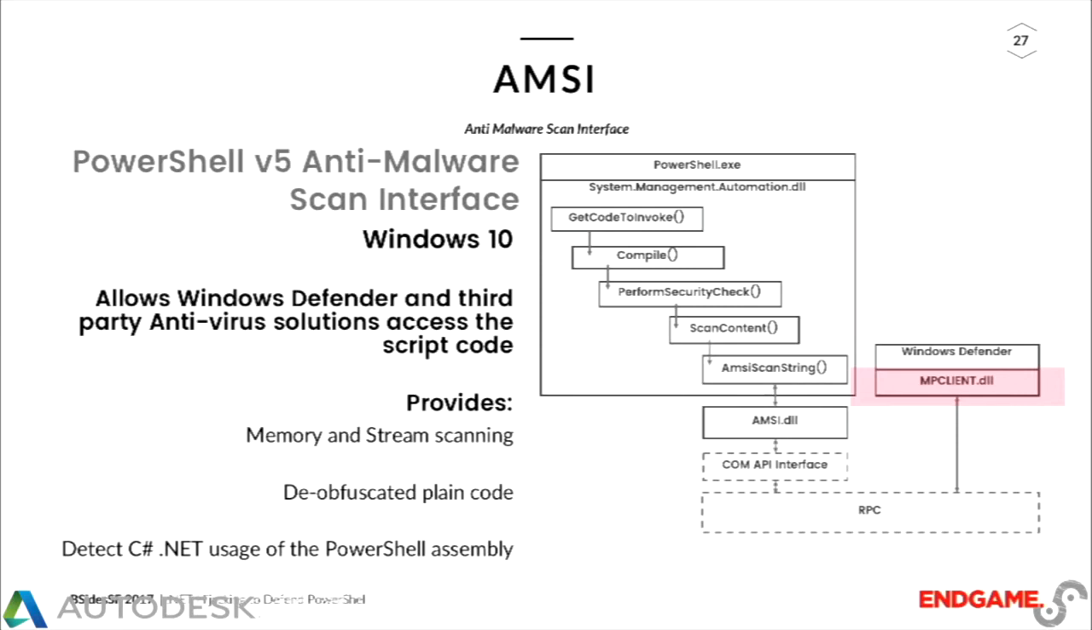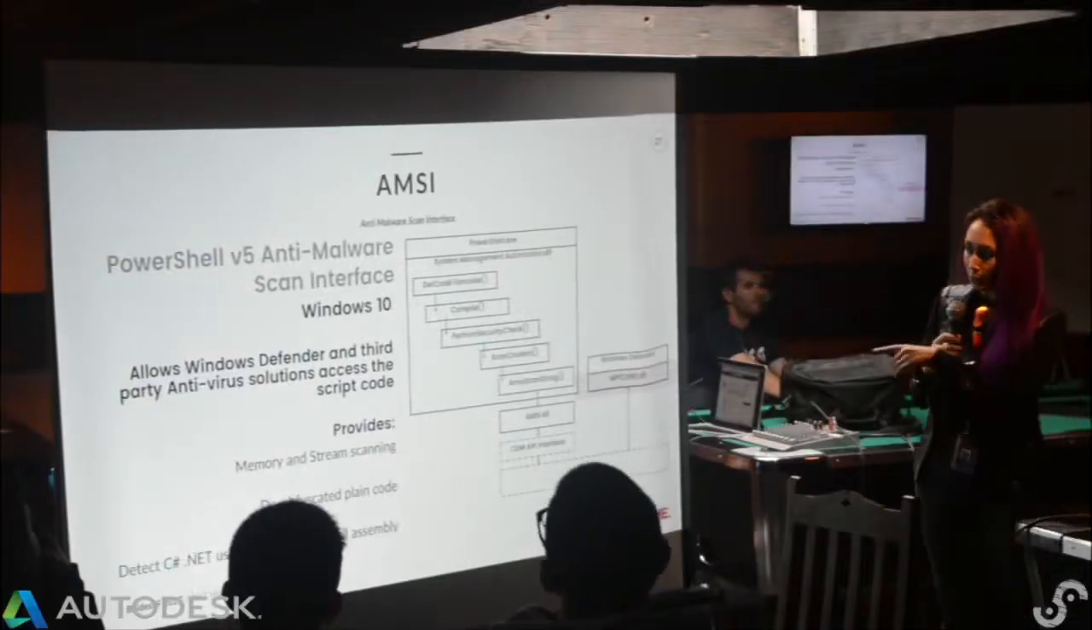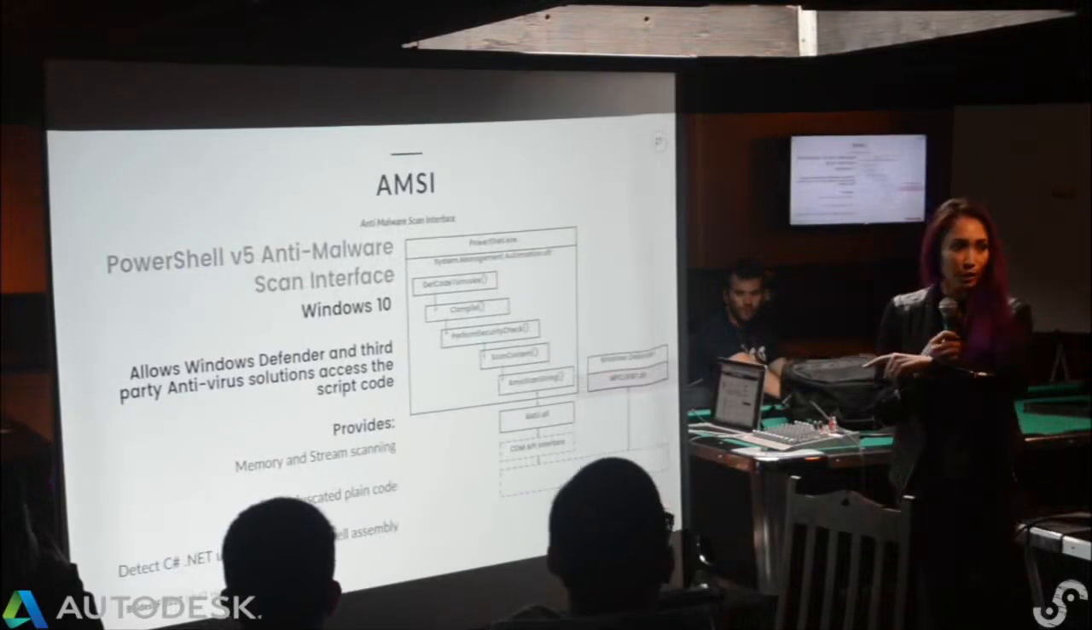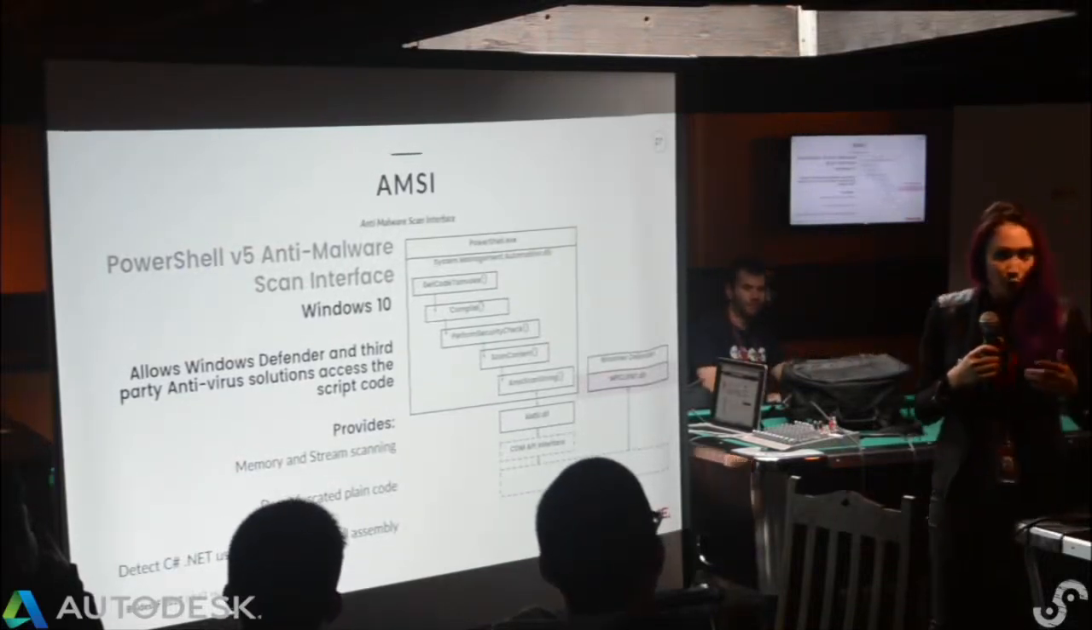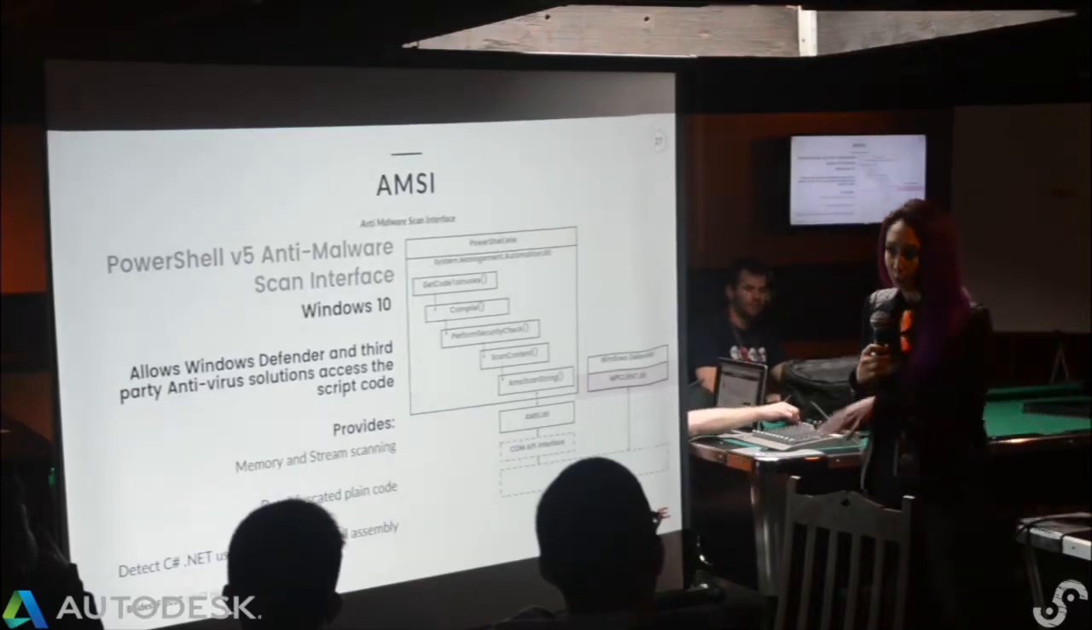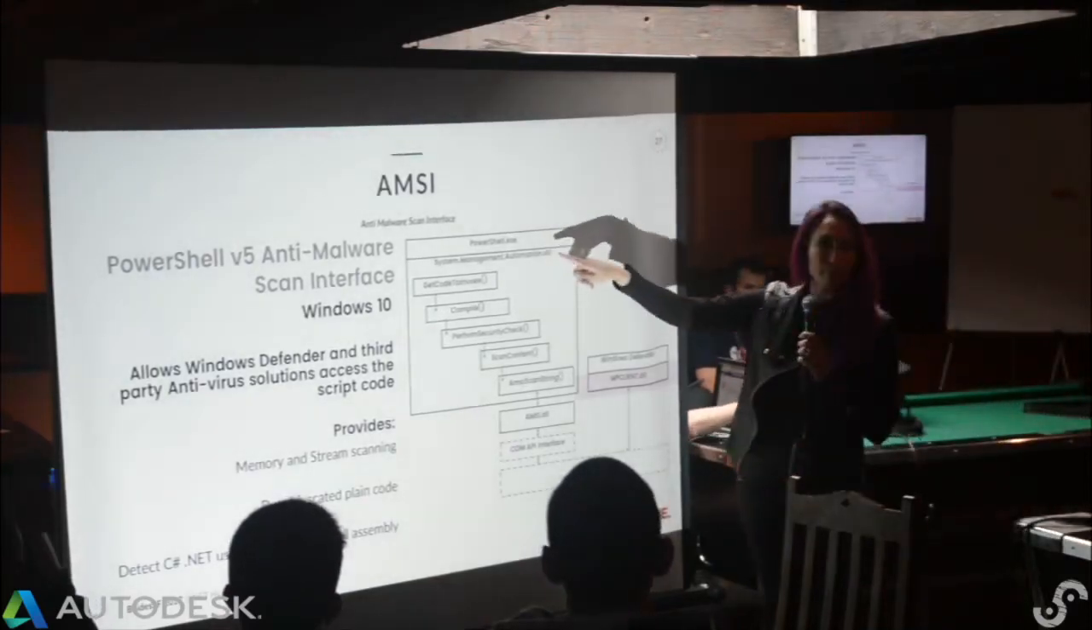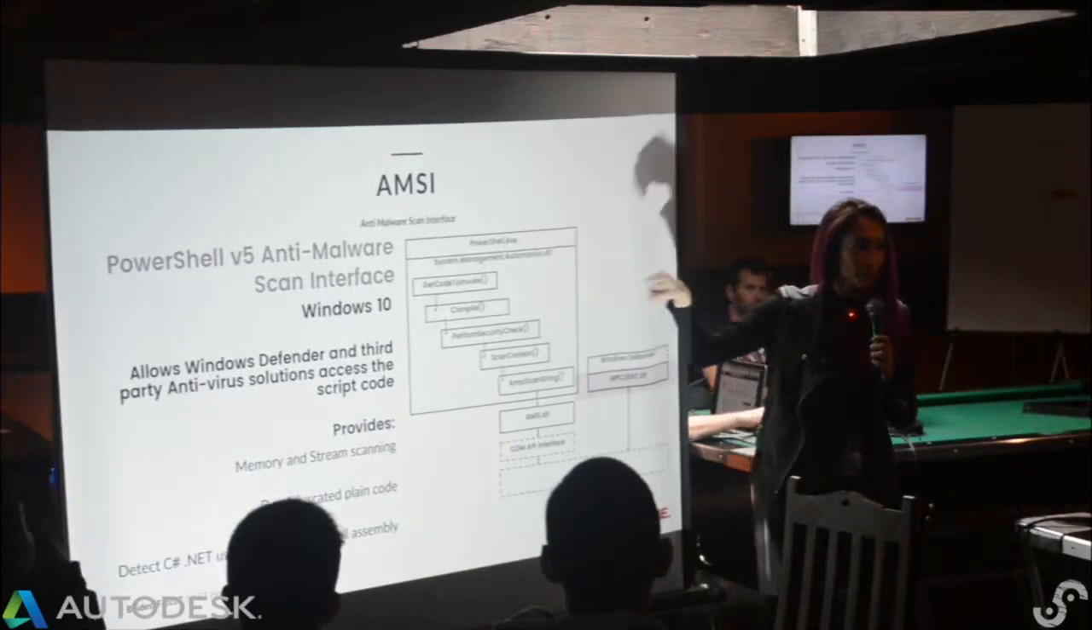So what this provides is memory and stream scanning. It looks at the code before it gets compiled, right? So this is already deobfuscated. And then when you want to detect C#, like the C# usage of PowerShell, you can, because it's already built into the System.Management.Automation DLL.